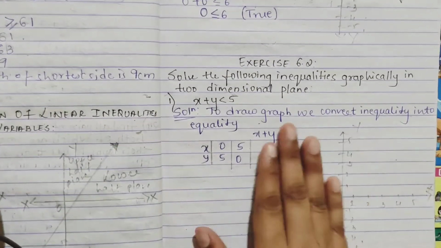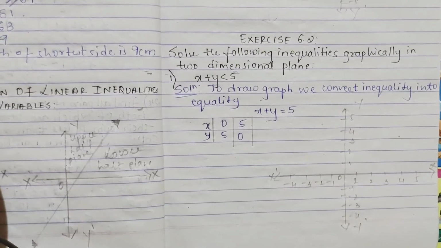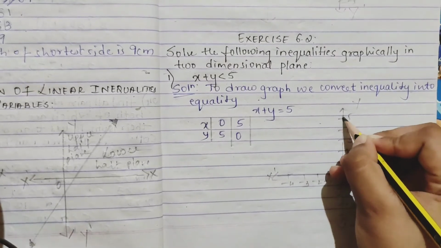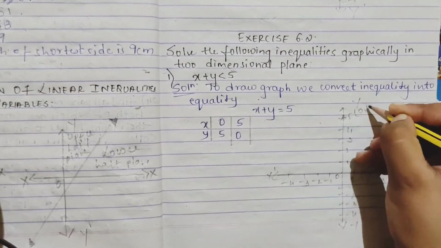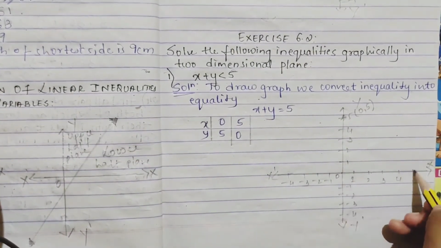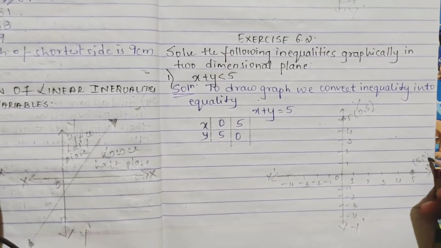Drawing the graph, after drawing it, plotting the points. So just plot the points. When x is 0, y is 5, this is your one point. You can write here when x is 0, y is 5. Second is when y is 0, x is 5. So when y is 0, your x is 5, which means you get this point.